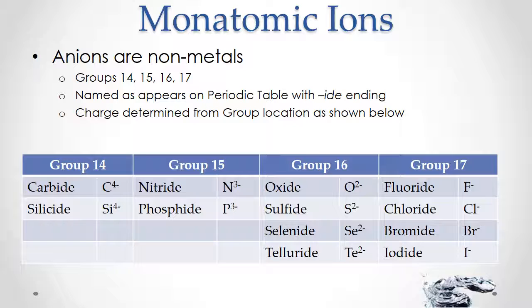To signify that these nonmetals have a charge, we take their name from the periodic table and change the ending to IDE. The halogens follow this rule very easily because they take the INE ending and change it to IDE. The rest of them, though, carbon changes to carbide, silicon changes to silicide. They are not as straightforward as you might expect, so you'll have to familiarize yourself with these endings to know that nitride is N3 minus and phosphide is P3 minus.